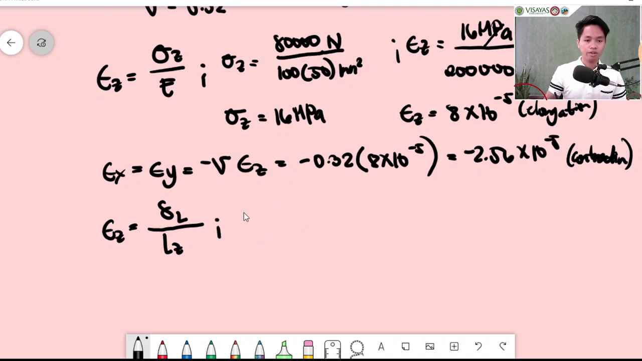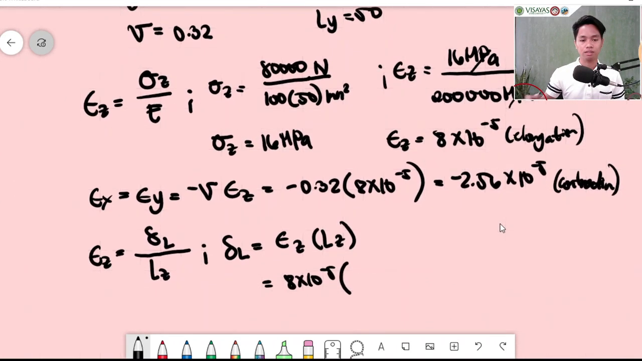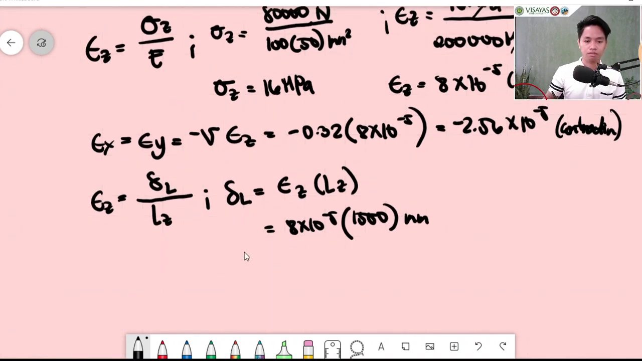So, that would be your deformation at L is equal to your strain at Z multiplied by your length at Z. Therefore, this would be 8 times 10 to the negative 5. The original length is 1,500. The unit is in millimeters. So therefore, what is the change in length? That would be 8 times 10 to the negative 5 multiplied by 1,500. That is equal to 0.12 millimeters.